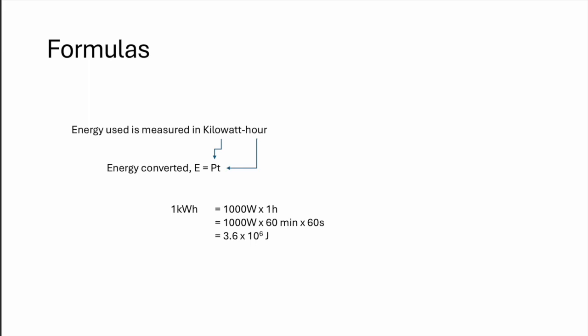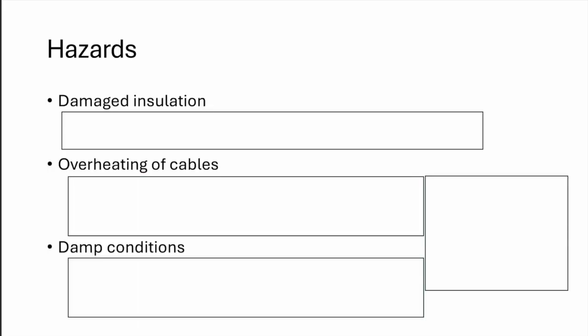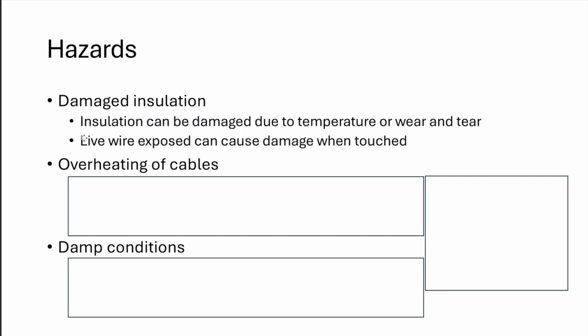So let's go on to electrical hazards. That's why we are here in this video. Damaged insulation, overheating of cables, damp conditions. Damaged insulation: usually cables are doubly insulated, so each wire is doing different things. They are insulated, and as a bundle, they have one more layer of insulation. If the insulation is frayed, the exposed wires can come into contact with the user carrying live electricity, causing harm to the user because of its high voltage.